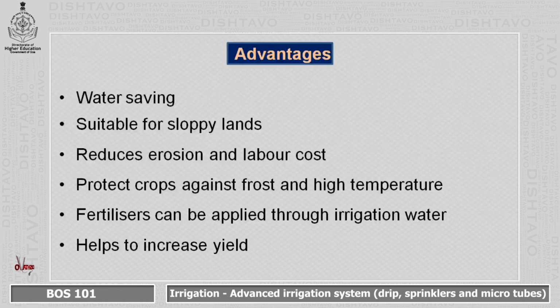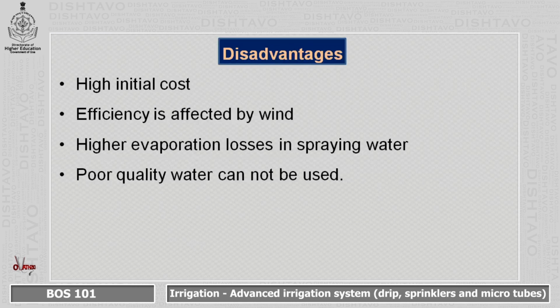Advantages of sprinklers. It is water saving. It is suitable for sloping lands, reduces erosion and also it reduces the labor cost, protects crops against frost and high temperatures. Fertilizers can be applied through irrigation water and it helps to increase yield. Disadvantages: high initial cost, efficiency is affected by wind, higher evaporation losses in spraying water, poor quality water cannot be used.